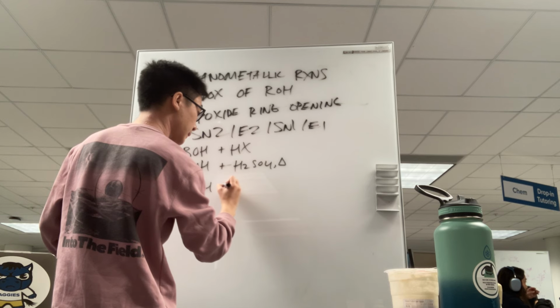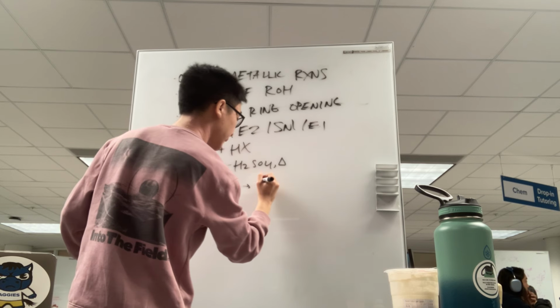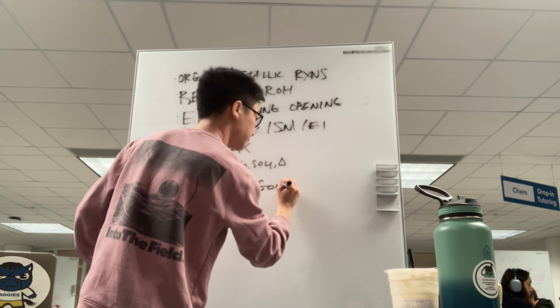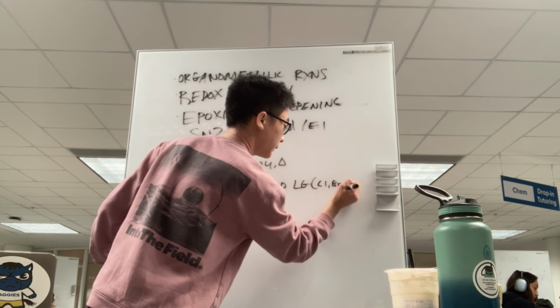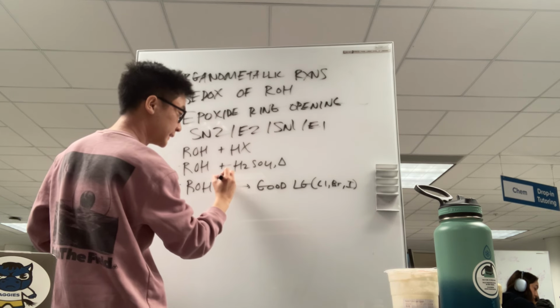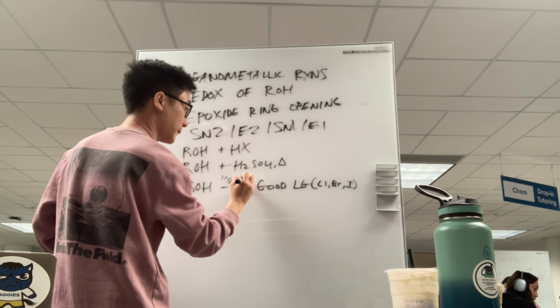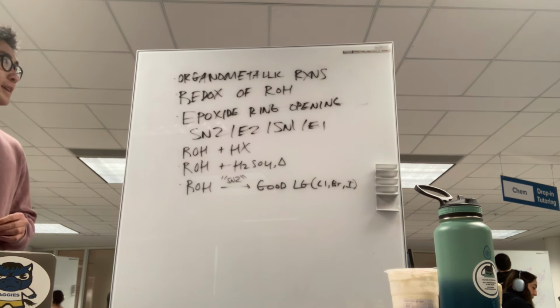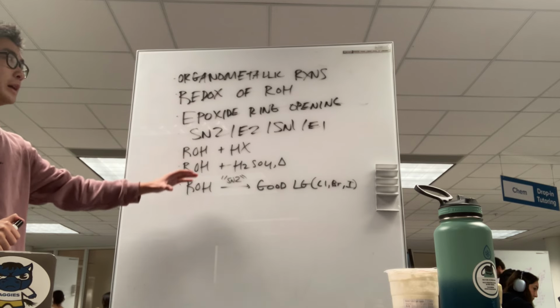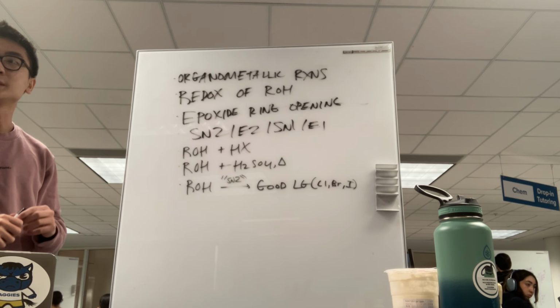alcohol to, let's say, the good leaving group, like chlorine, bromine, iodine, which are going to be the SN2-like reactions, right? Like the PBr3, SOCl2, PI5. So right now I'm just listing a list of reactions that are very common for synthesis ones for 118A.